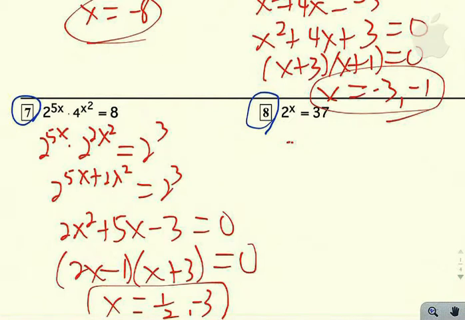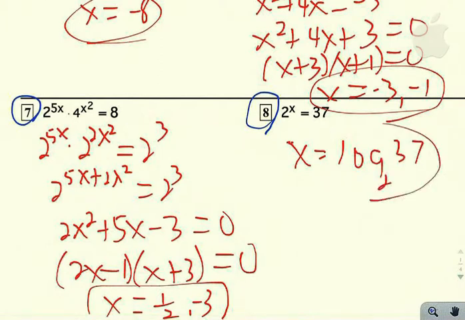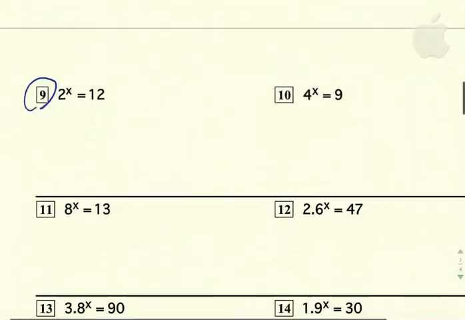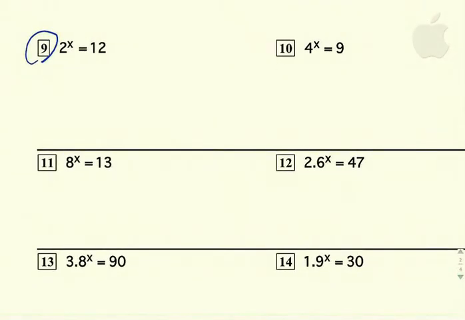For number 8, you can't change 37 to 2 to the power without a calculator. This one will have to leave log to the base 2 of 37. And likewise for number 9, x would equal log to the base 2 of 12.